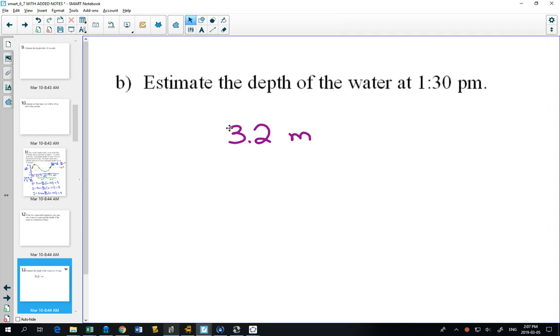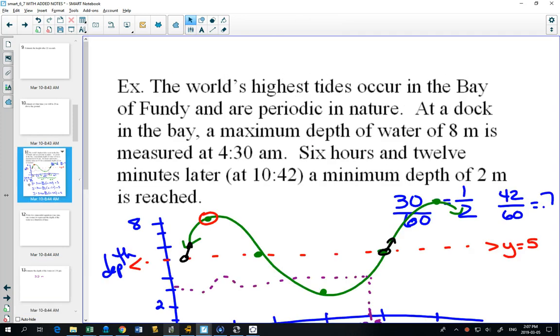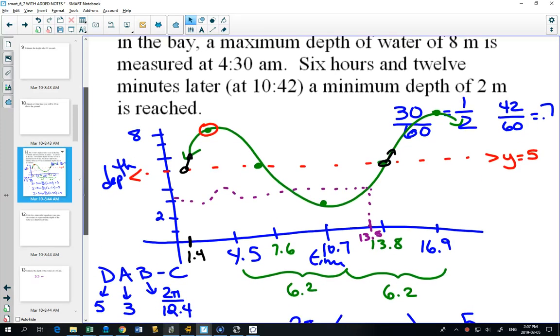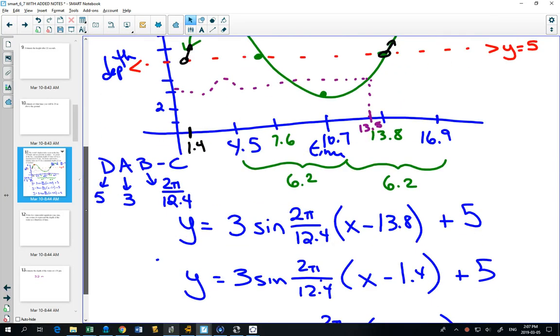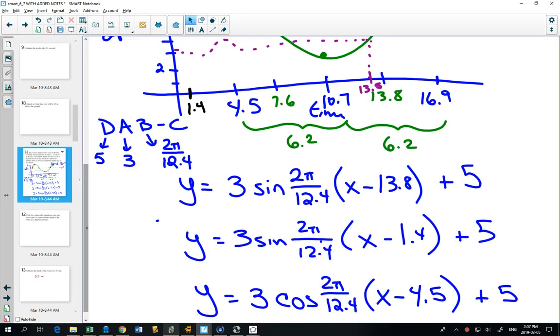If you wanted to find it exactly, if you're feeling somewhat unsure about my abilities to draw accurately at this moment, well, you could take one of your equations, any one of them, they'll all be exactly the same. Type it into your calculator, set the window so that it matches up, and then plug in 13.5 and find out what it is exactly. It'd be hilarious if it was exactly 3.2.